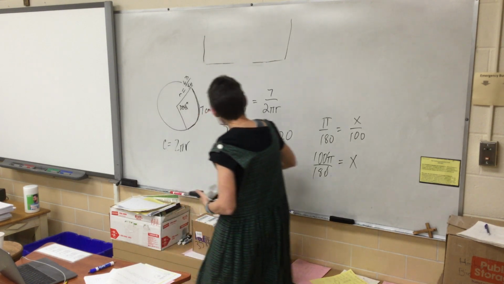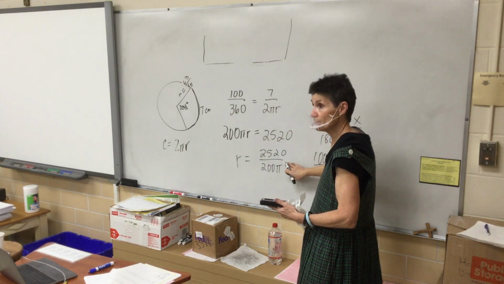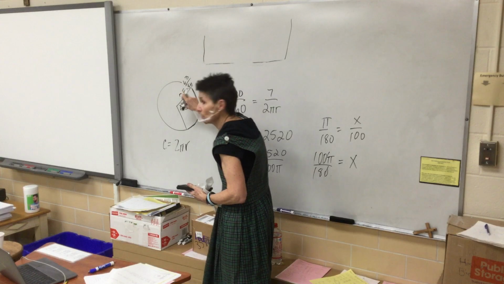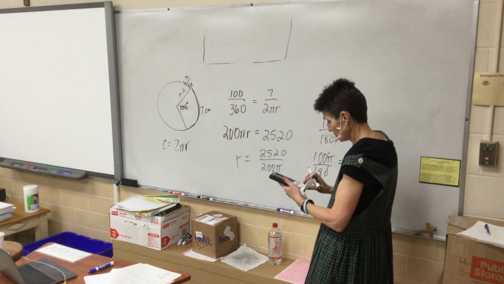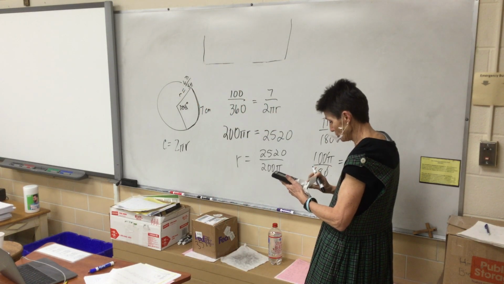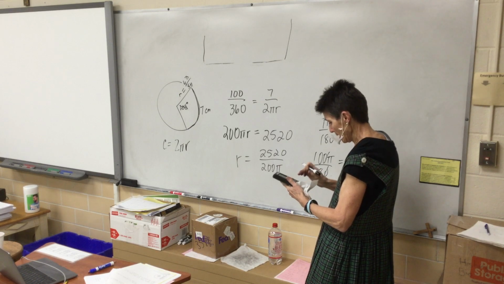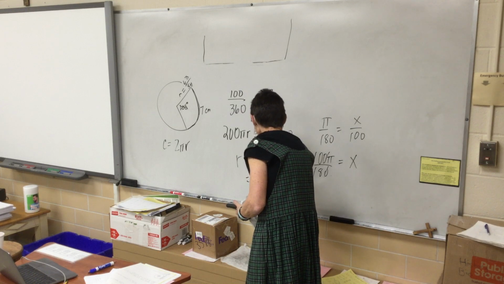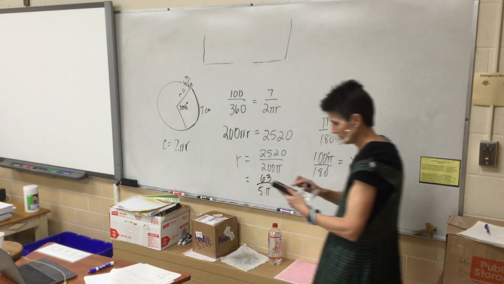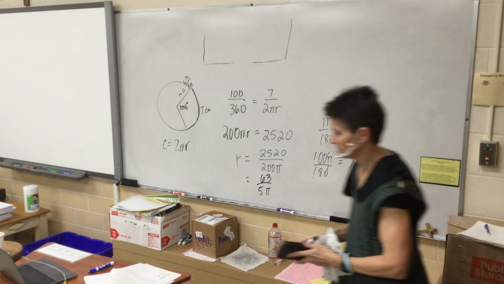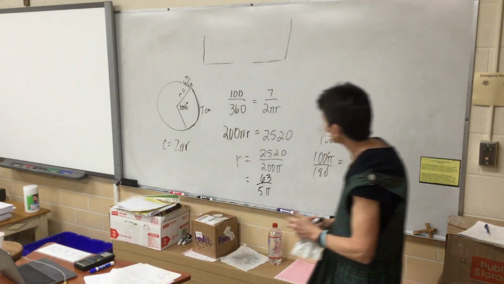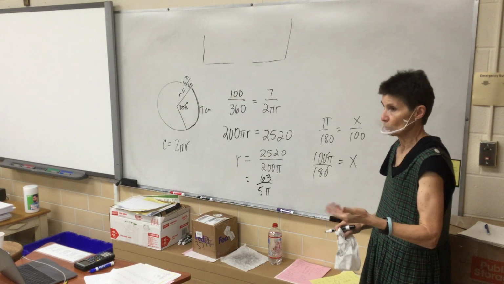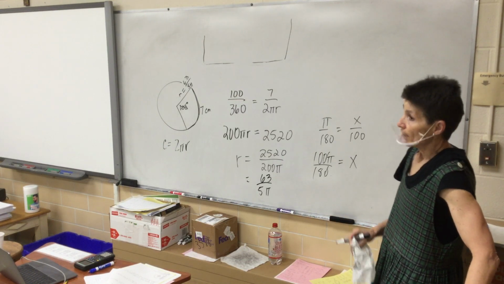So now I'm going to reduce this fraction, and with any luck, these will come out to be 63 over 5. So 2520 divided by 200, oh my gosh, 63 over 5 pi. So I've done the problem both ways now. You don't have to do it both ways, and you don't have to know both ways. No one way.